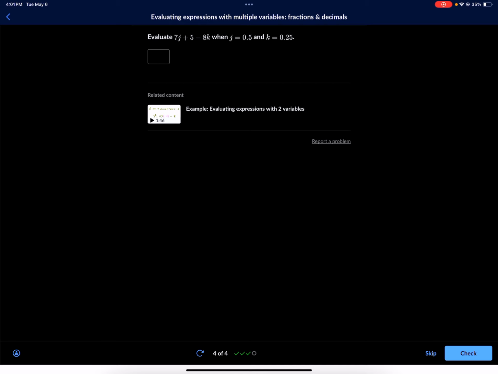Evaluate 4j plus 5 minus 8k when j is 0.5 and k is 0.25. So I'm going to go ahead and let you guys take a crack at this by yourself, and then we will regroup together and we will discuss this.